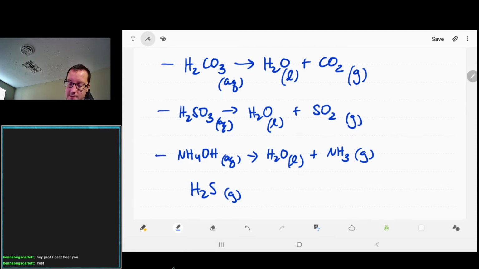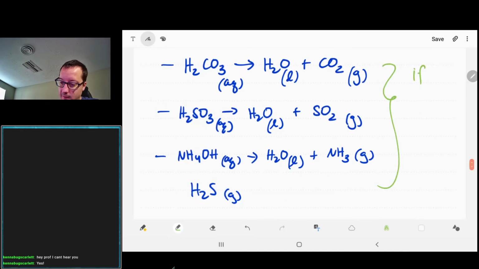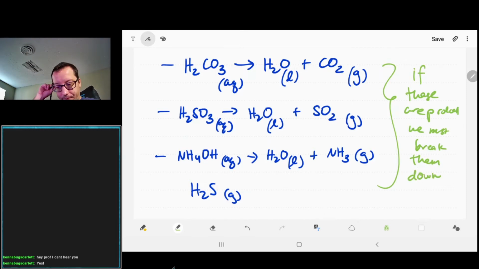So we're going to see that if these are products we must break them down. All right, that would be these three. If you have something that produces one of these three compounds in a reaction, we have to break it down. Let's take a look at an example of it.